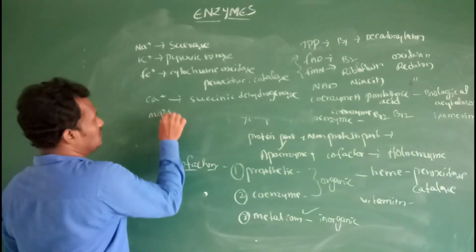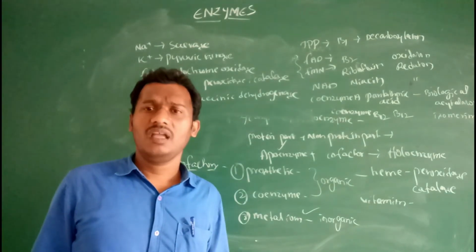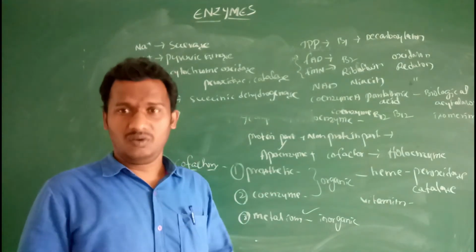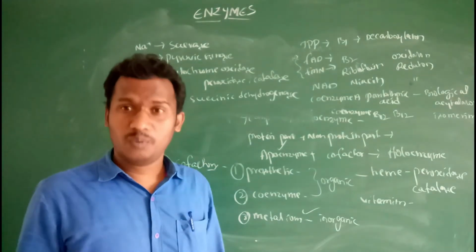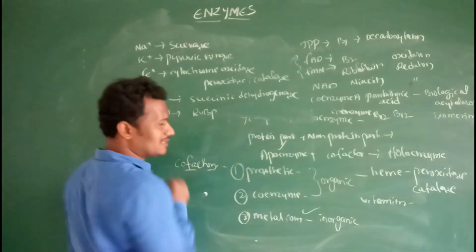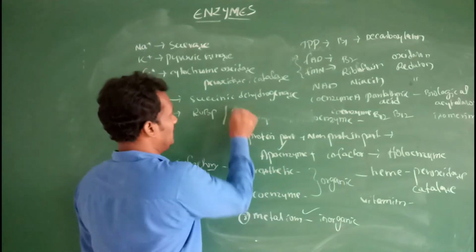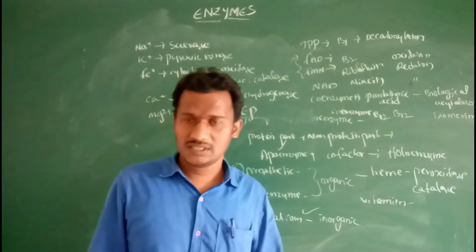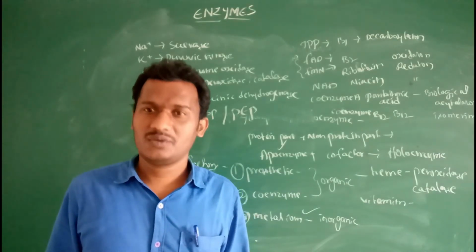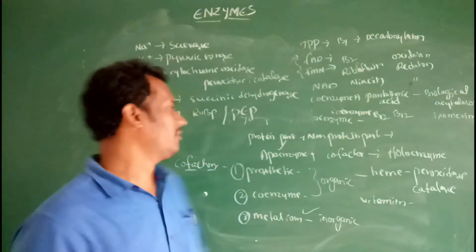Next one, Mg2 plus. So Mg2 plus acts as a cofactor in all polymerase reactions, all kinase reactions, all isomerization or phosphorylation reactions. Example, RuBP carboxylase and oxygenase, in the C3 cycle, then PEP carboxylase in the C4 cycle. All phosphorylation reactions, polymerization reactions, etc.